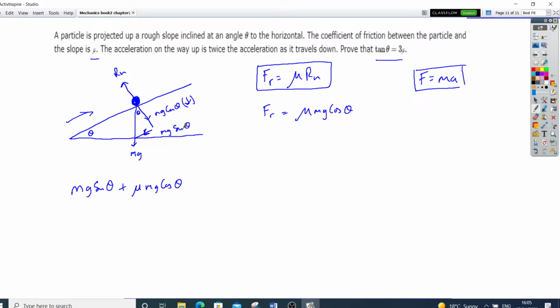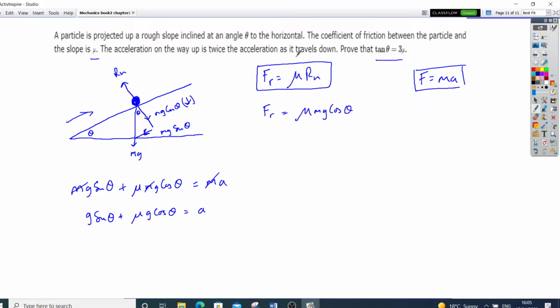So we've got that plus the friction going against the motion, and that is equal to mass times acceleration. If we cancel all the m's, we get g sine theta plus mu g cos theta equals the acceleration. So that's the acceleration opposing the motion. Well, it's more of a deceleration, it's slowing it down, but we're going to compare it like this.